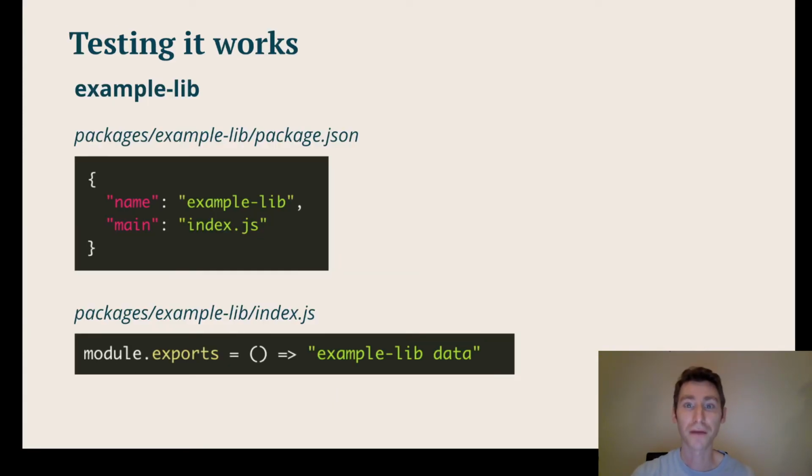So we now have 3 of the core 3 jobs carried out by NPM. So we need to test it works by using an example application and an example library. So example lib, located under packages example lib, will just return a string. So you can see here's the package JSON there, and the index file there. It's just going to return this example lib data.